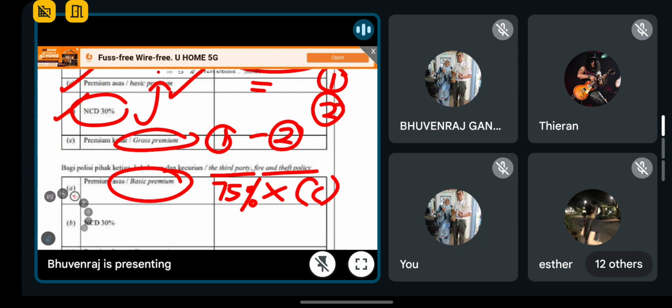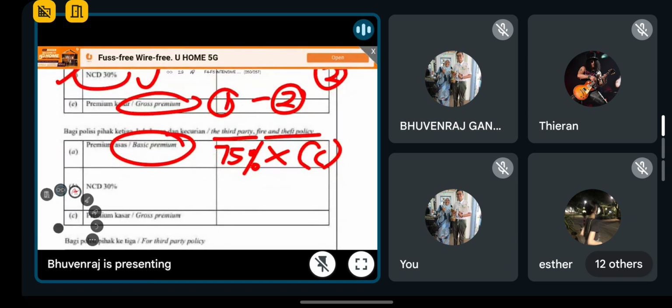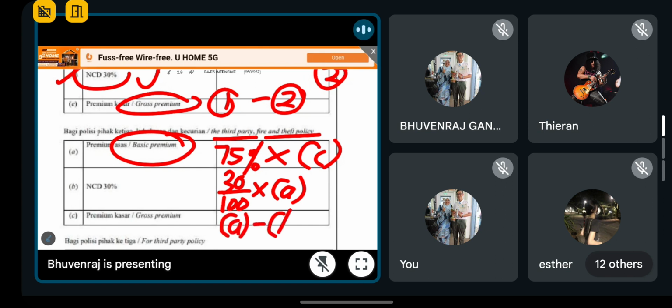This is how to do. Okay. Then NCD 30%, yang ni ulang balik saja perkara sama. You take 30% times your answer in A. Okay, darab dengan A. Lepas tu, premium kasar, gross premium, A minus B. Okay, very good.